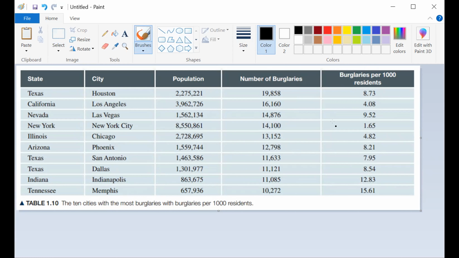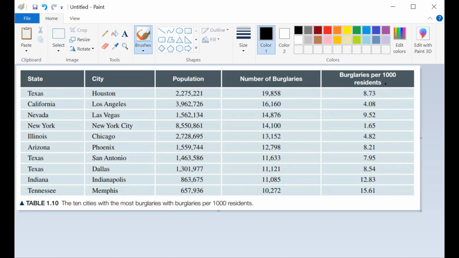And now you can go through and take a look, which place are you most likely to be burglarized? That's the place that's going to have the highest number of burglaries per 1,000 people, right? Think about it. You take 1,000 people in each city. In Houston, 8.7 of those 1,000 people were burglarized. In Memphis, 15.6 of those people out of that 1,000 were burglarized. Which place are you more likely to be burglarized? The one where you have a higher number of people burglarized per 1,000 residents.